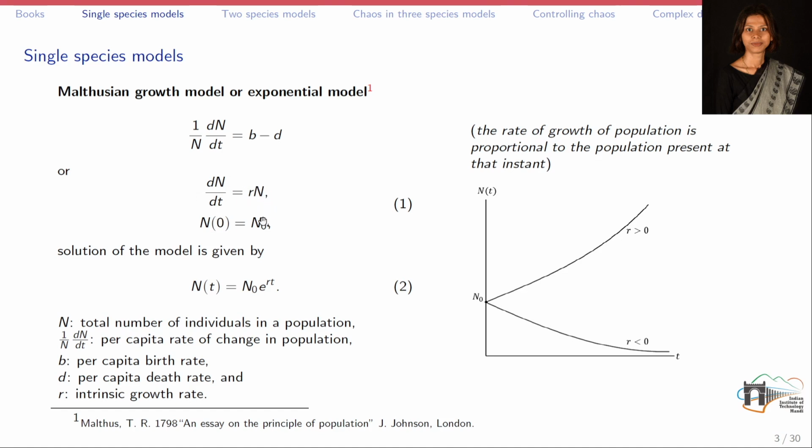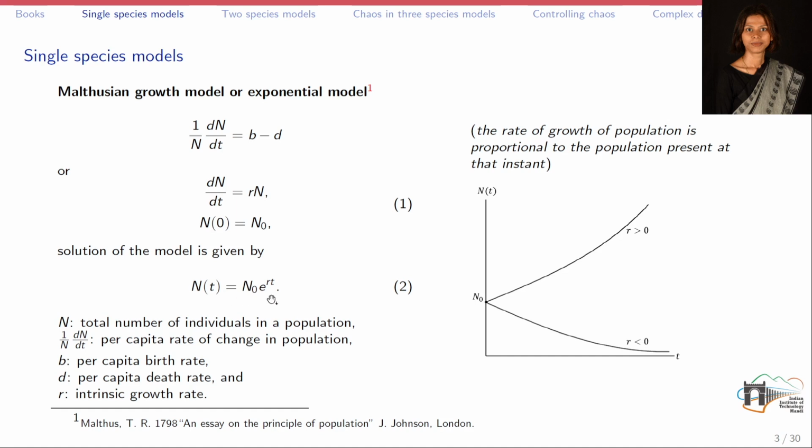So this Malthusian mathematical model proposed in 1798 was one of the simplest mathematical models in ecology, which can be represented by this initial value problem, that is dn/dt equal to rn, with the initial population assumed to be a constant value n naught. Now if we solve this linear first order differential equation, the solution of the model comes in the form shown in equation number 2, n is equal to n naught e to the power rt.